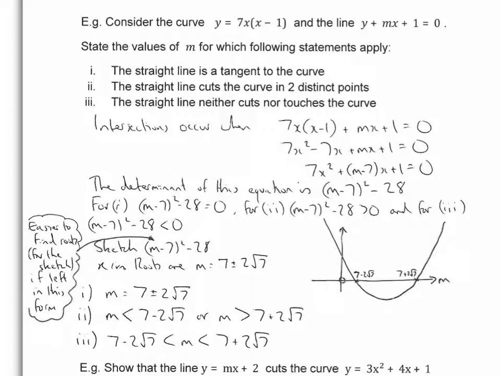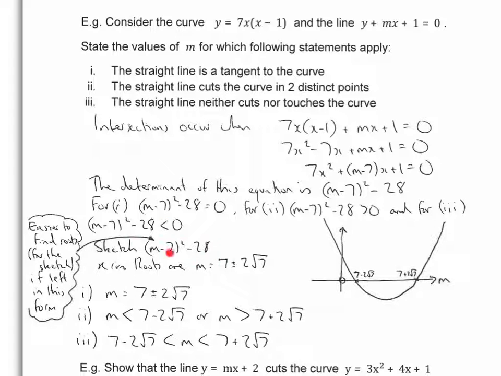Part 1 could be done quite easily, but I'm going to try and do all three parts together, so I'm really going to focus on the fact that this is a quadratic inequality more than anything else. So to solve a quadratic inequality, I'm going to sketch the thing I'm interested in. All three of these are saying something about (m minus 7) squared minus 28. So let's sketch what that piece of maths looks like, and then let's investigate when it lies on the x-axis, above the x-axis, and below the x-axis.